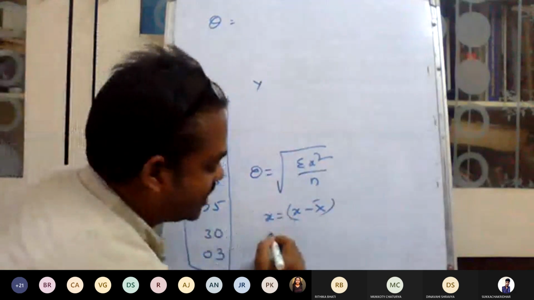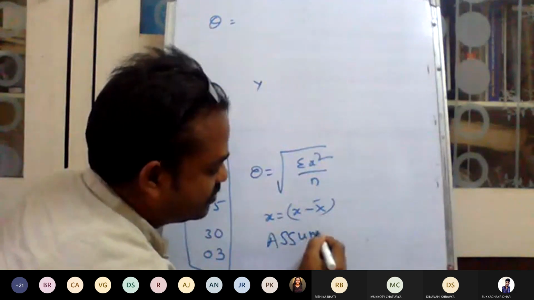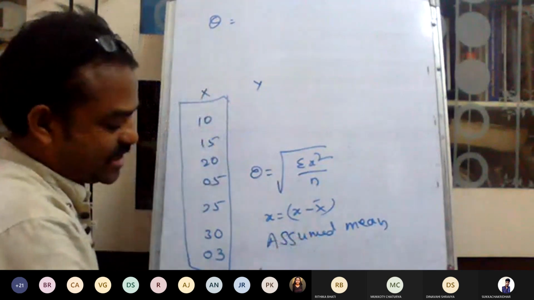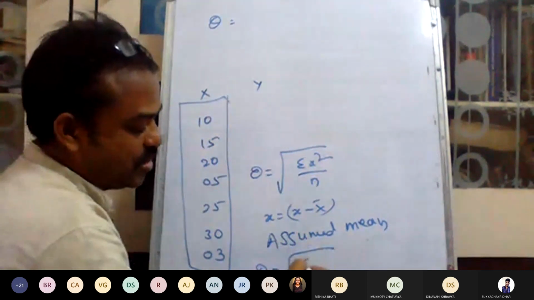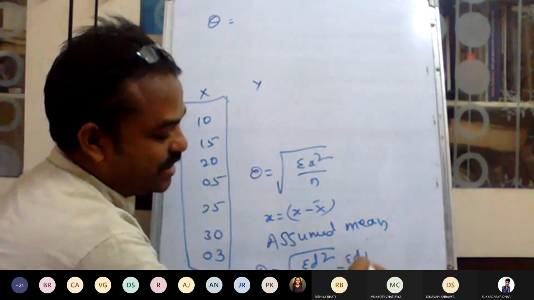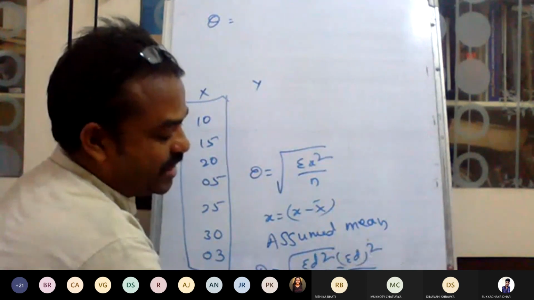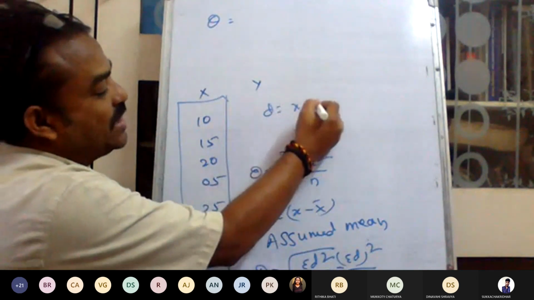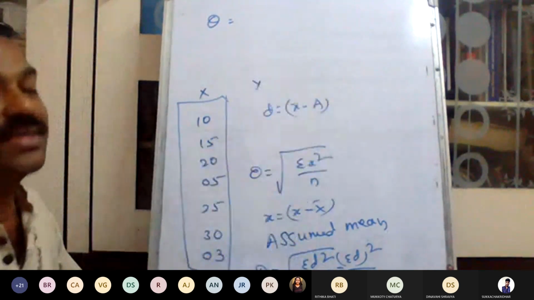Remember, this is the simple calculation of the standard deviation in individual series. Here also there is one more method, that is the assumed mean. In this case, standard deviation is equal to the root of sigma d square divided by n minus sigma d whole square divided by n, where d is equal to x minus a. The answer will be the same.